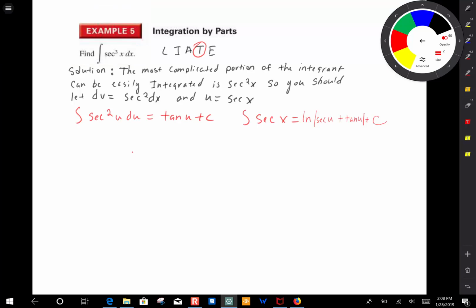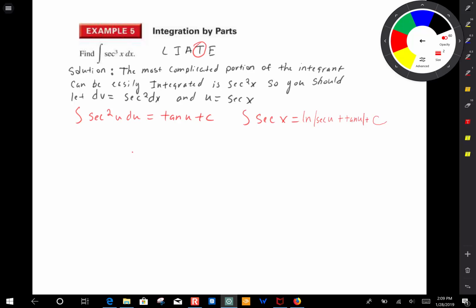Okay, so here's example 5, integration by parts. This one's different than all the rest of the examples, and here's why. Notice your integral. You're taking the integral of secant cube x, okay? So if I want to use integration by parts with that and using that mnemonic, what do you do here?